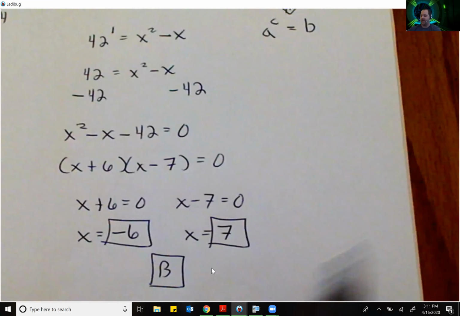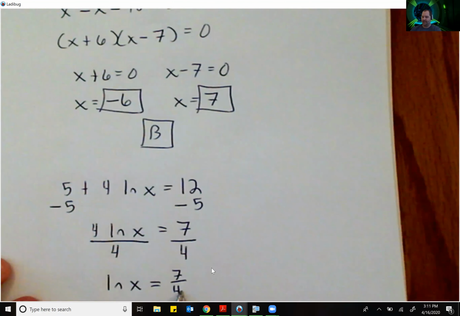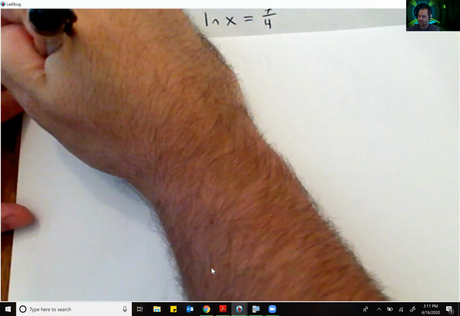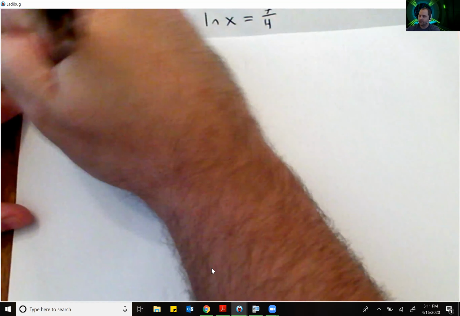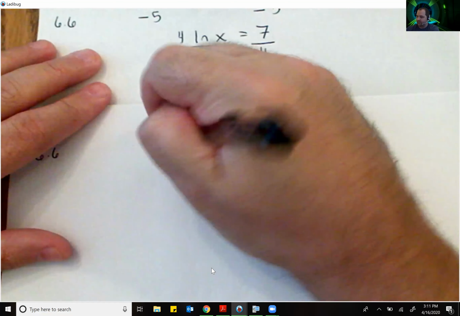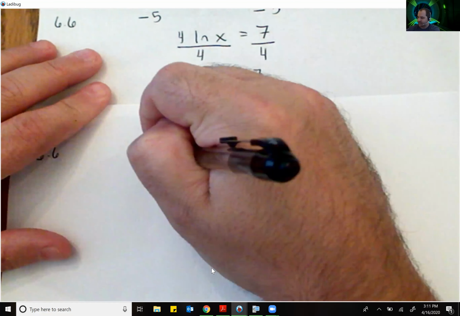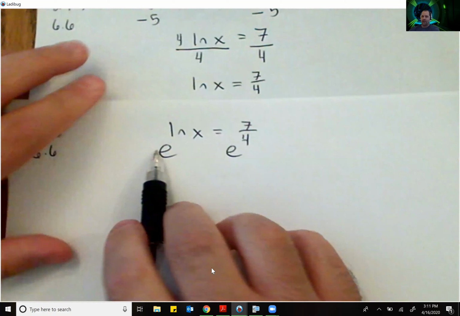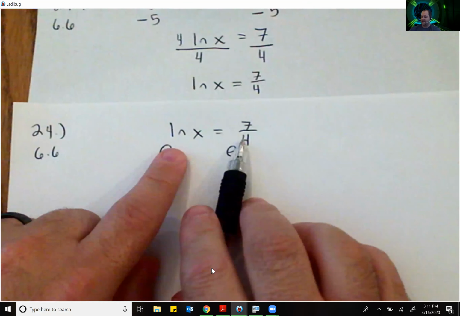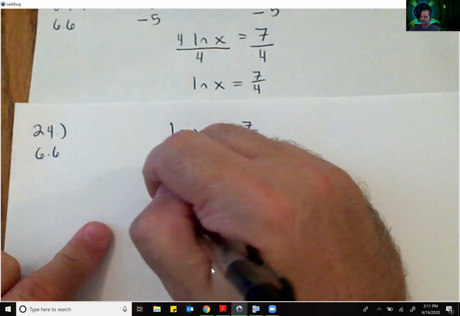So again, just like what we talked about earlier, we can turn this back into its exponent, or another way to get rid of ln is to raise both sides to an e. So in other words, it looks like this. It's like I'm putting an e below it. These are now my powers. What do e and ln do? They cancel each other out, leaving you with x.